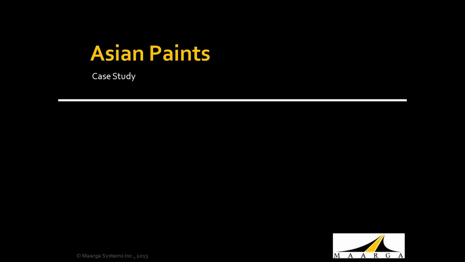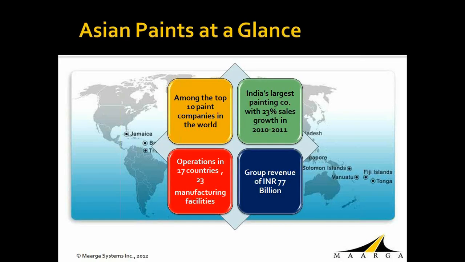Now, Asian Paints is a company based in India, but it's got more than 700 salespeople and managers and 100 offices around the world. It has operations in 17 countries, 23 manufacturing facilities, and it's among the top 10 paint companies in the world. Now, their aim is to become one of the top 5 paint companies in the next 5 years.